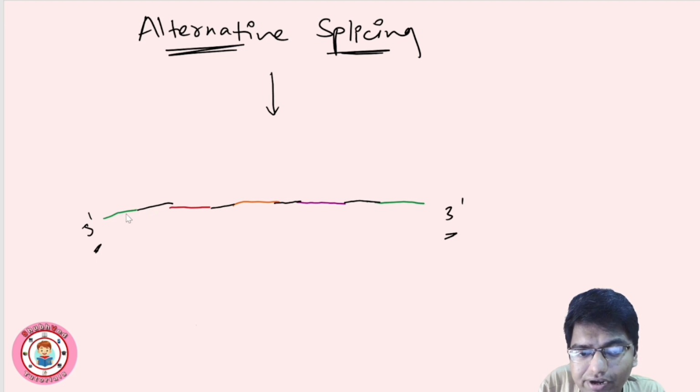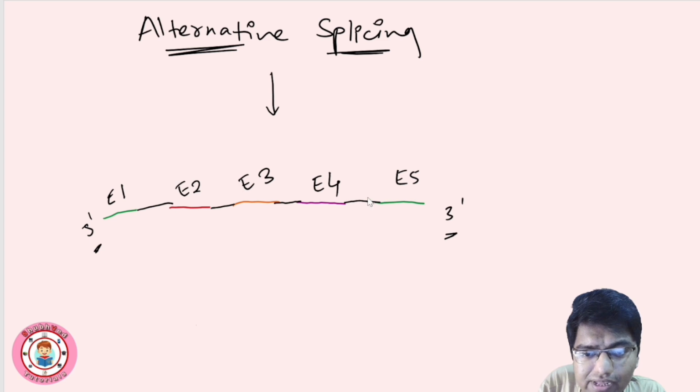Okay. ये different colors में मैंने जो निकाला है वो है exons. Okay. So I will write here E1, E2. This is red. Orange वाला E3, pink वाला E4, and again green, which is E5. Okay. So this is an exon. Right? Exon and intron. जो black है वो intron है. Intron 1, intron 2, intron 3 and intron 4.